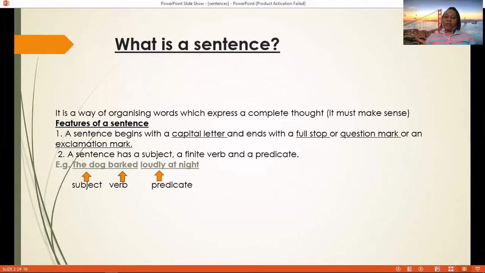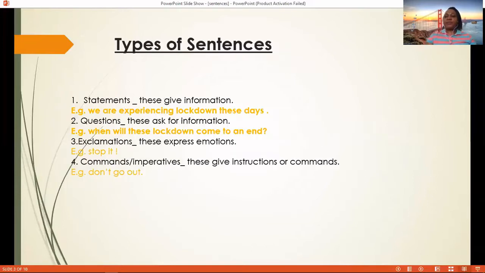Please take note of that. A sentence must have a subject, it must have a finite verb, and it must also have a predicate. That is generally what a sentence comprises of. Then we are going to move to looking closely at different types of sentences.